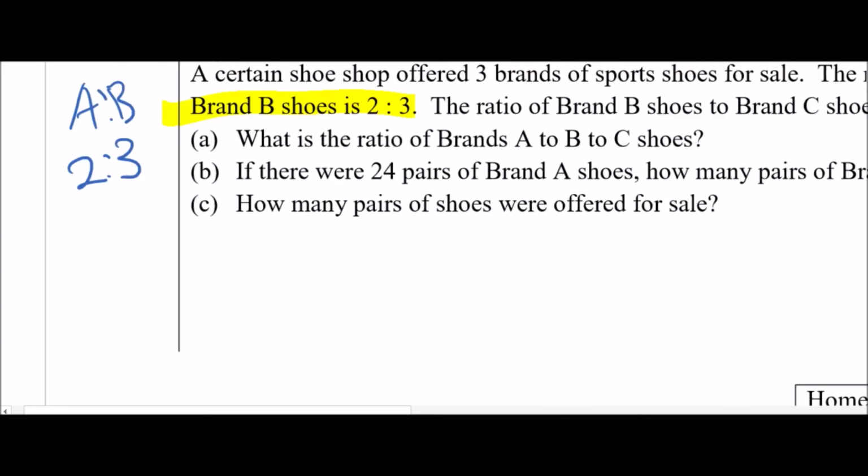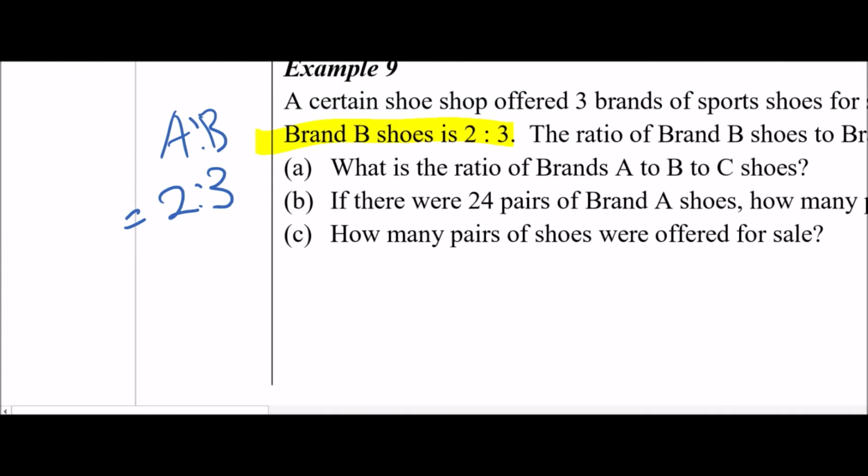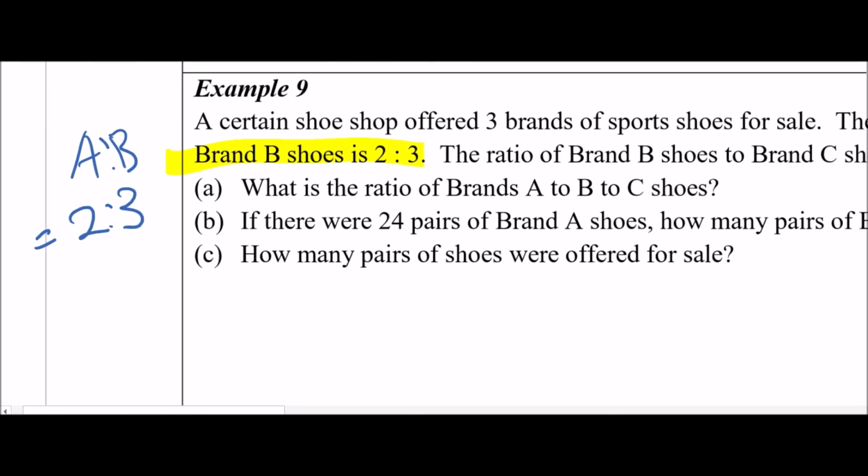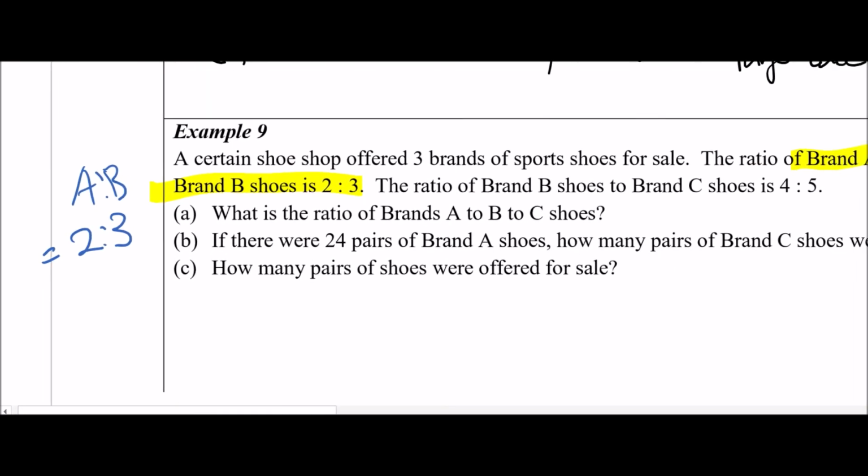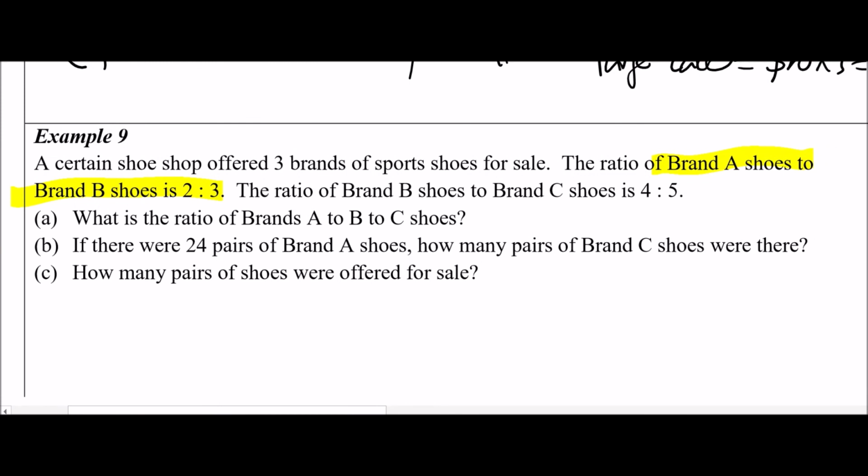Again, I have to remind you of the interpretation of a ratio. What do we mean by 2:3? Does it mean that the shop only has 2 pairs of brand A shoes and only 3 pairs of brand B shoes? Clearly not, right? It could be 20 pairs and 30 pairs. It can be 200 pairs and 300 pairs. We don't know. But no matter what the number is, for example, if we have 200 pairs of A and 300 pairs of B, the ratio will end up to be 2:3. So we don't know exactly how many pairs there are, but we do know the ratio. All right, next piece of information, B is to C is 4:5.